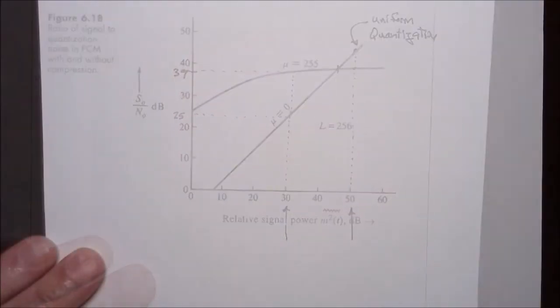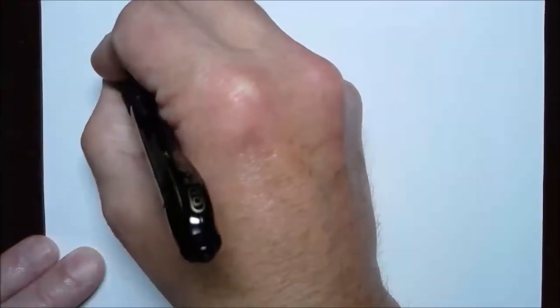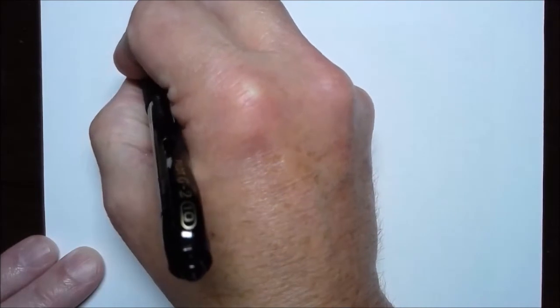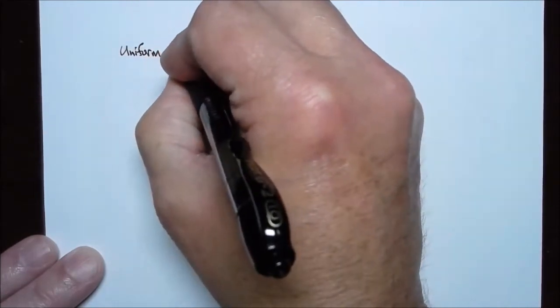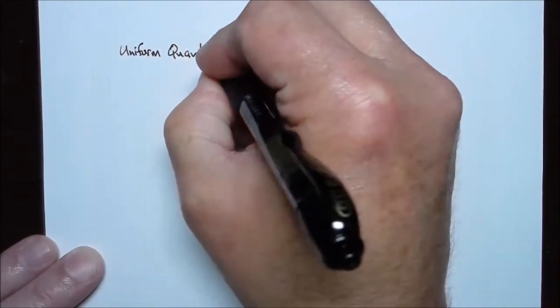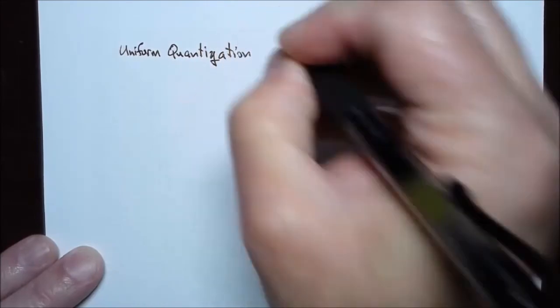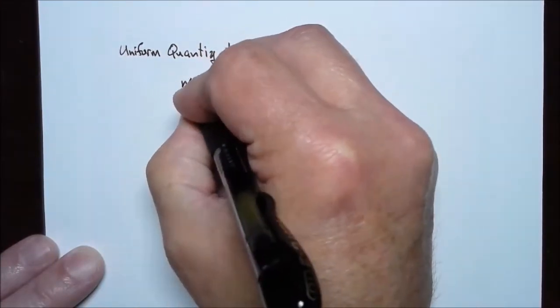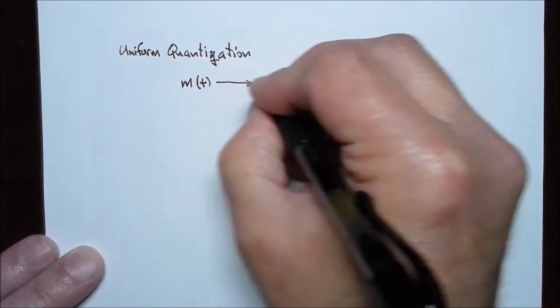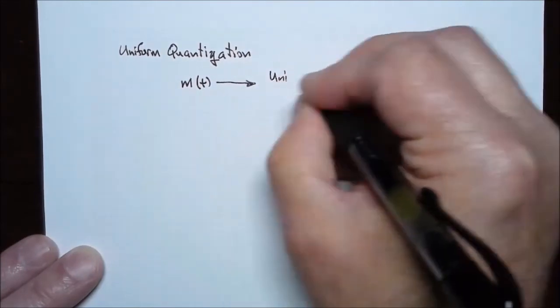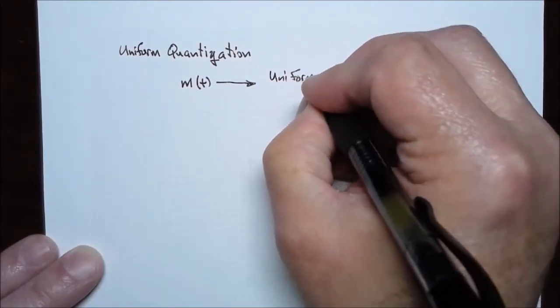Okay, now I would like to do a comparison. Let's compare uniform quantization. We'll take a message signal into a uniform quantizer.